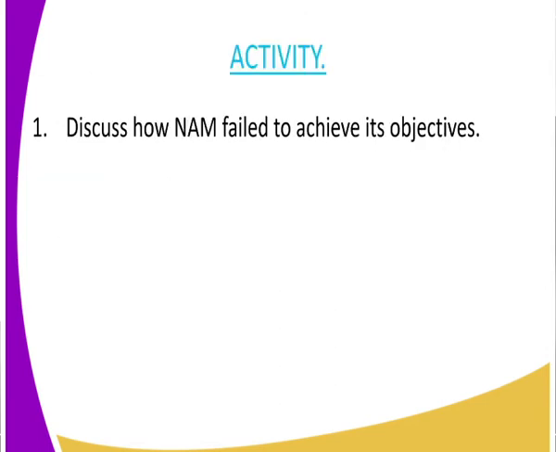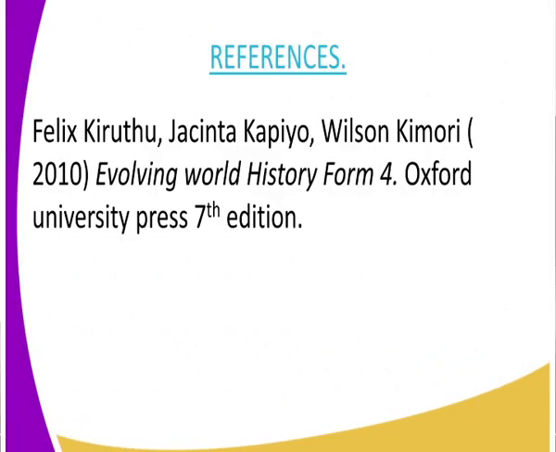Now, finally, class, we can try out this assignment whereby we discuss the failures of the non-aligned movement and also some of its achievements as an activity. Where did the non-aligned movement fail as an organization? And for our research, can we refer to Evolving World, History and Government, Book Four, by the Oxford University Press, the 7th edition.